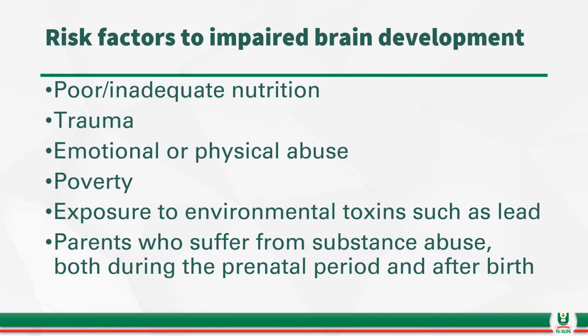When a child is under emotional or physical abuse by the carers, such a child can have impaired brain development. A child born in poverty, because such a child is deprived of so many socioeconomic things, can have affected brain development. Exposure to environmental toxins like lead poisoning can affect a child's brain development. Parents who use substances, or when pregnant, a mother who abuses alcohol, marijuana, or other substances, can affect a child's brain development.